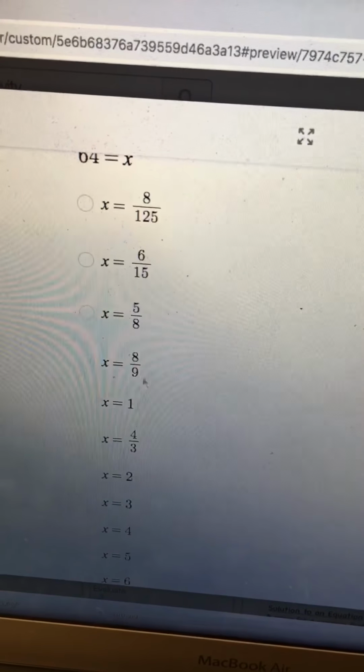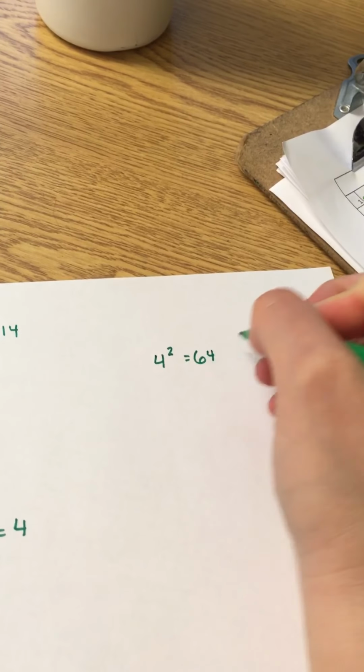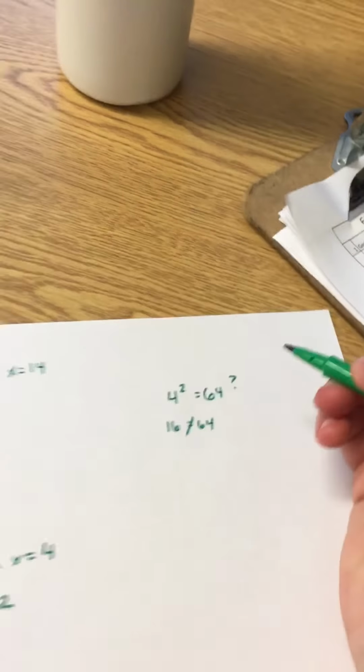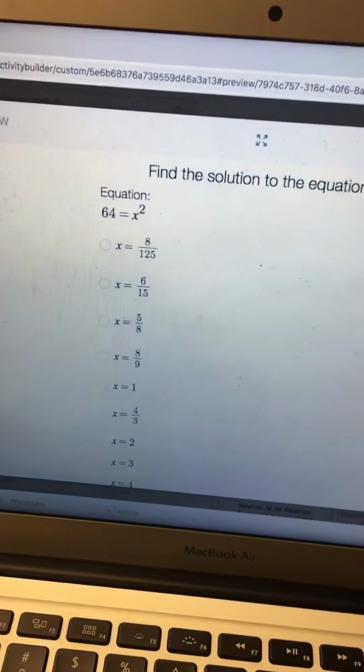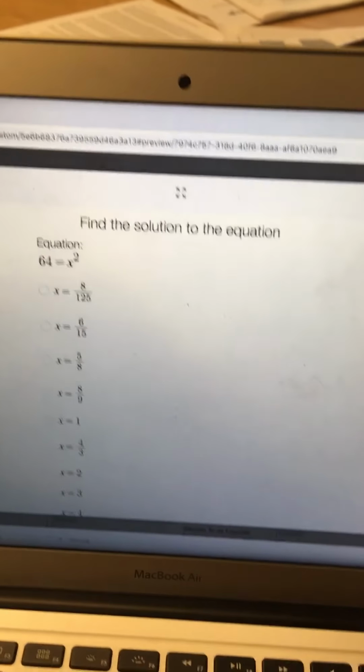Let's test one out. Maybe I think it's x equals 4. If I do 4 to the power of 2, do I get 64? I have 16 equals 64. That's not true, so I need to try a different one. So when you think you have found a value for x that works, please double check and make sure.